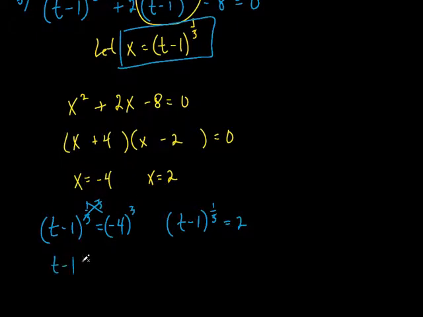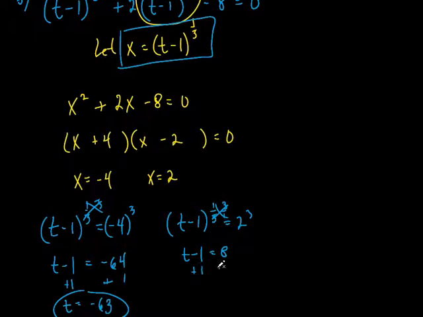So now what do I have? I have t minus 1 equals, you got to figure out what this is. -4 times -4 times -4. That would be -64. And then you add a 1, so t is -63. So that's one of my answers. Let's do the same thing over here. Let's cube this side and cube this side. So that cancels out. I've got t minus 1 equals 2 cubed, which is 8. Add a 1 to both sides, and t is equal to 9. Let me make sure that's our answer. It sure is. -63 and positive 9.